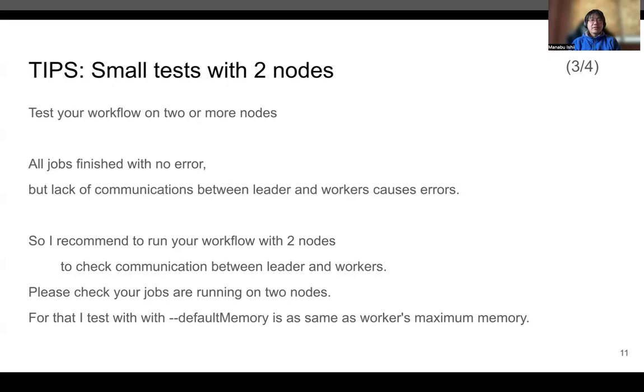Small test with two nodes. Test your workflow on two or more nodes. All jobs may finish with no error, but lack of communication between the leader and workers causes an error. So I recommend running your workflow with two nodes to check communication between the leader and workers. Please check that your jobs are running on two nodes. Sometimes almost all jobs run on the leader node, using only one node. For that, I test with a default memory equal to the workers' maximum memory, and a very small command like sleep that outputs some file.